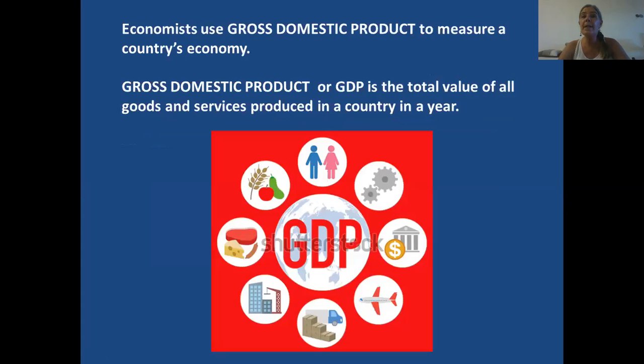Economists use what is called the gross domestic product to measure a country's economy. The gross domestic product, or what we refer to as GDP, is the total value of all the goods and services produced in a country in a year.